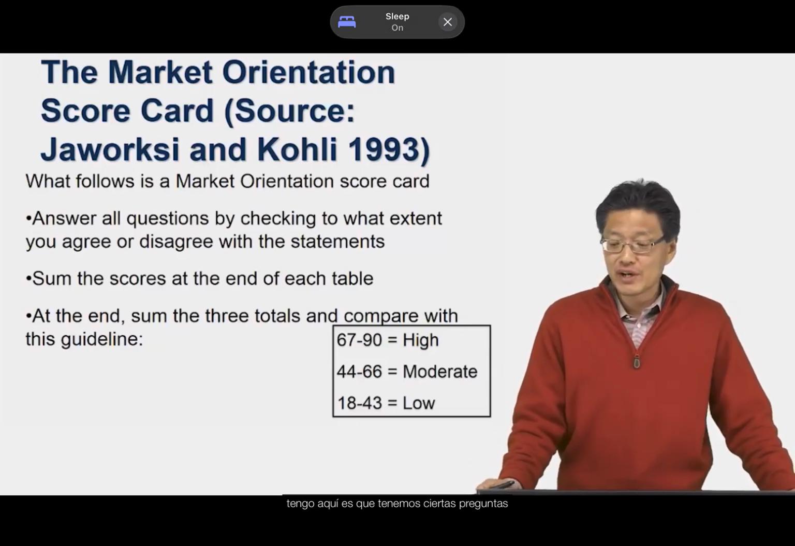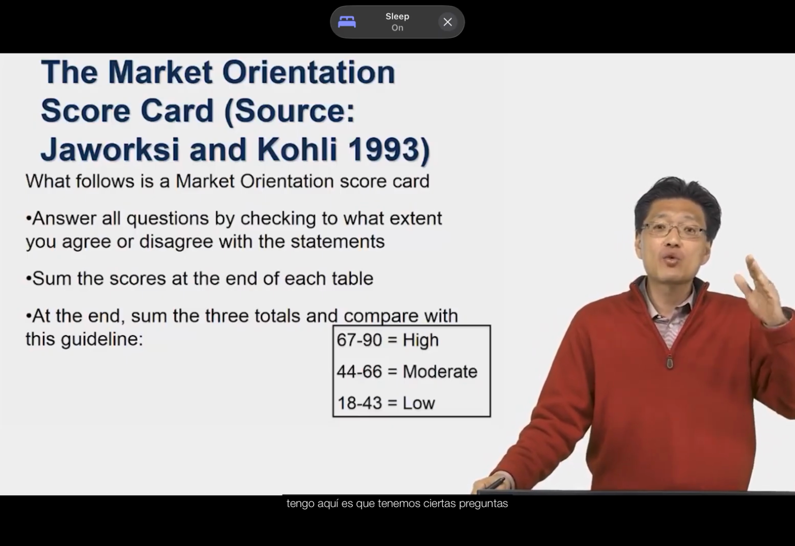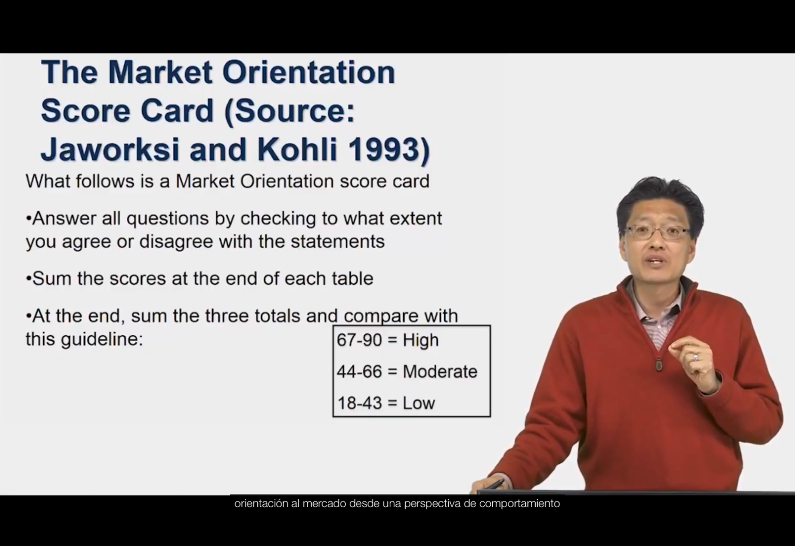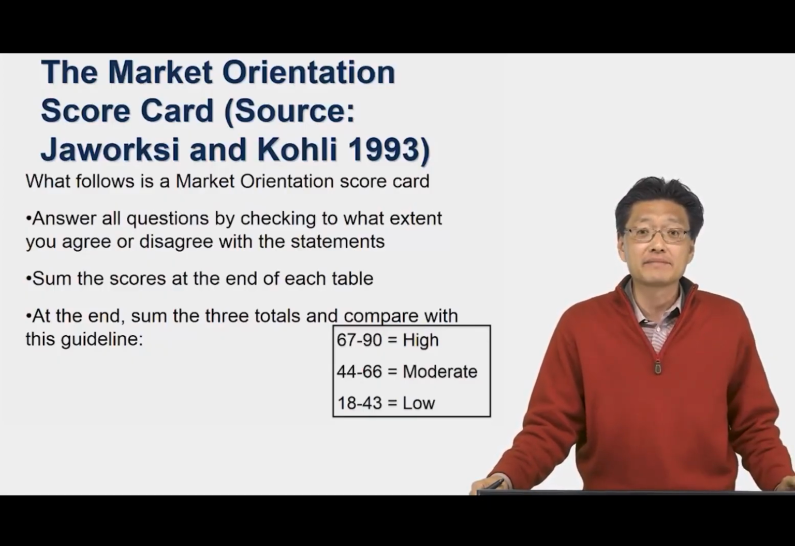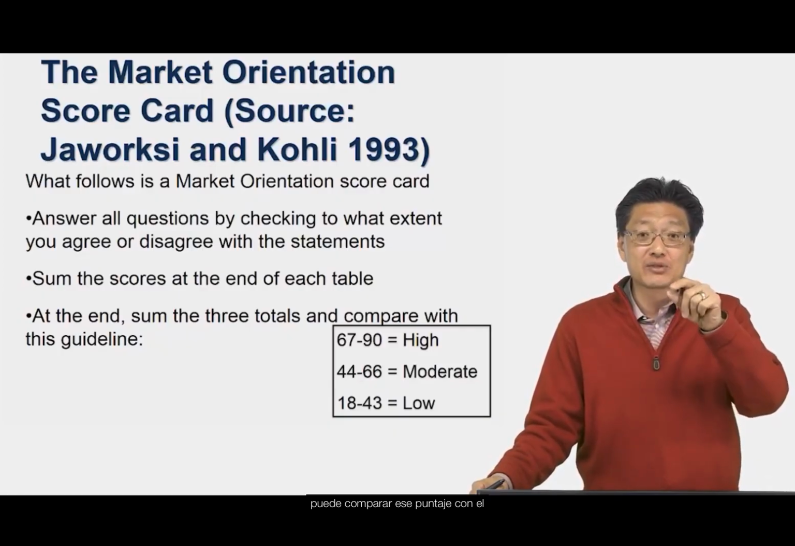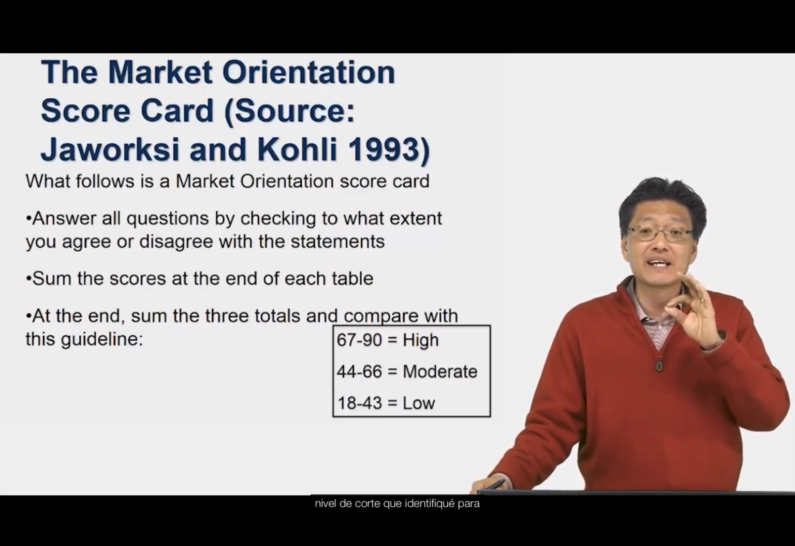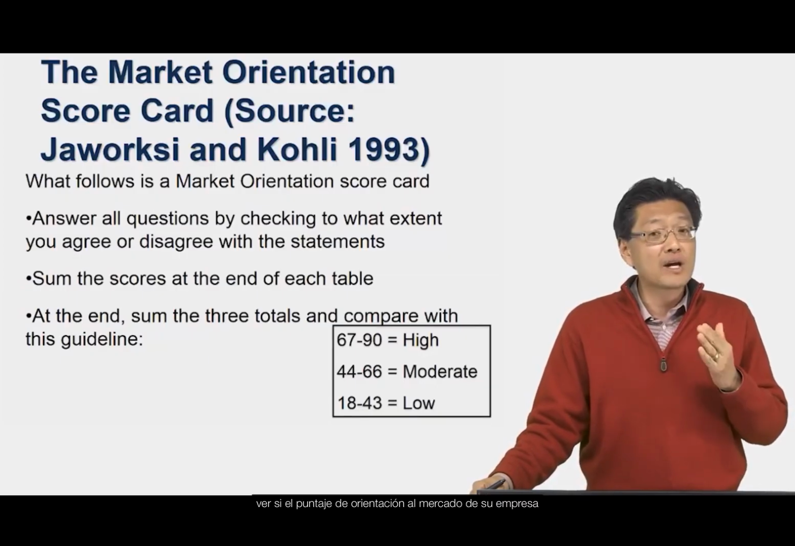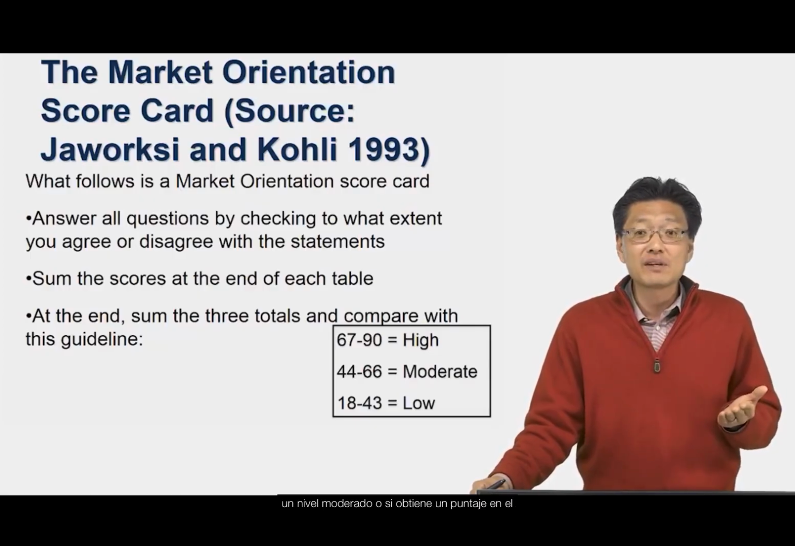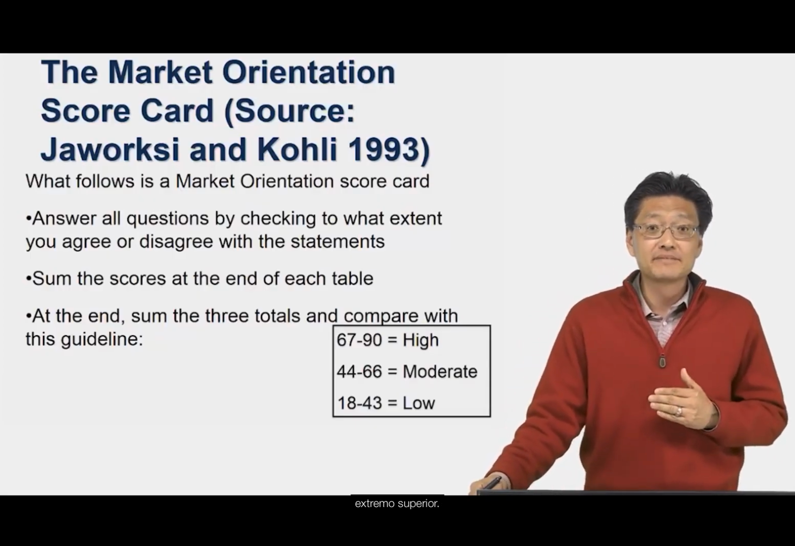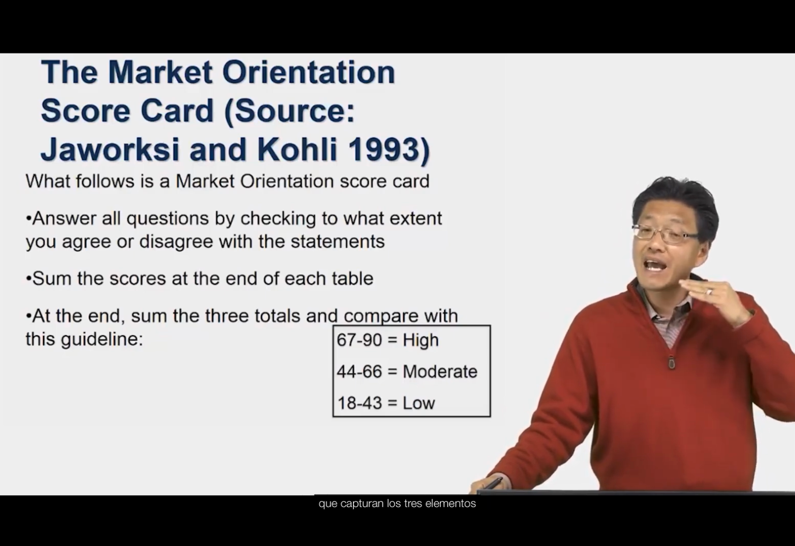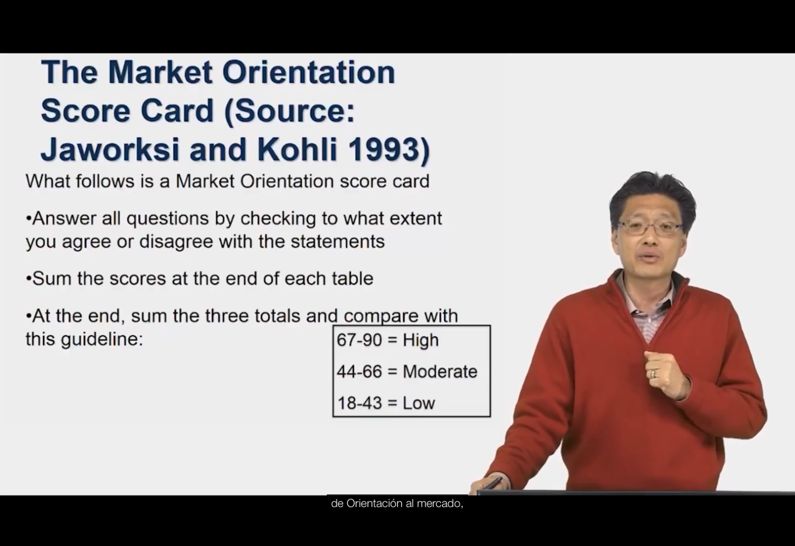So what I have here is certain questions that tap into the three elements of market orientation from a behavioral perspective. And then once you add up all the scores, you can compare that score against the cutoff levels that I've identified to see if your company's market orientation score is on the low end, at a moderate level, or on the higher end. So let's just go over some of these questions that capture the three elements of market orientation.